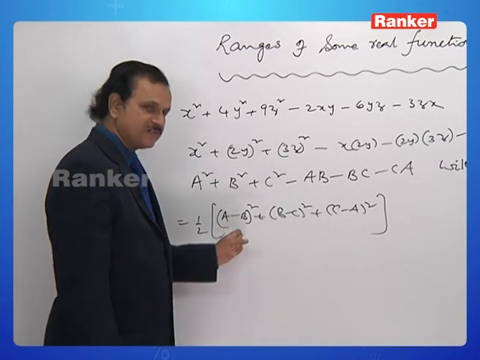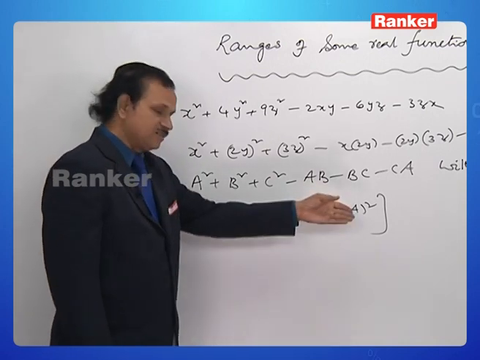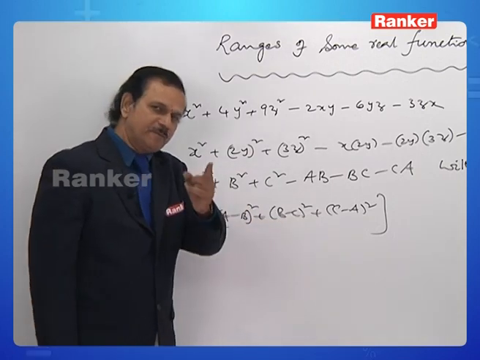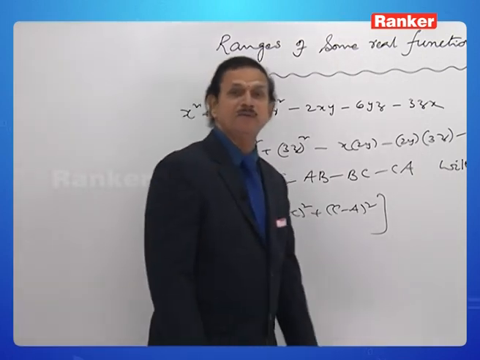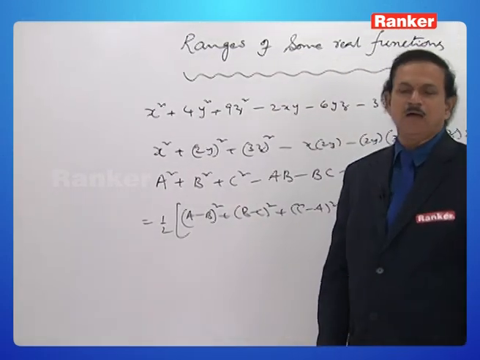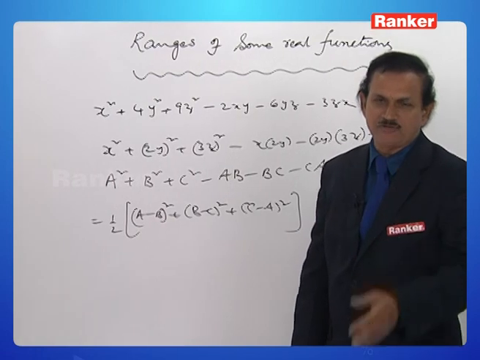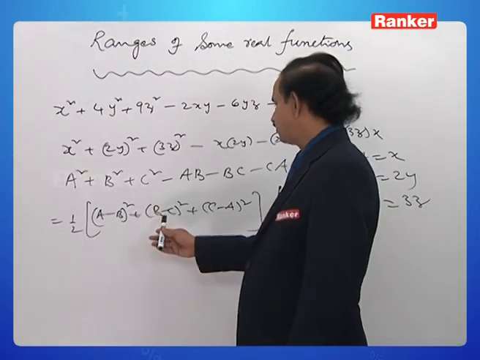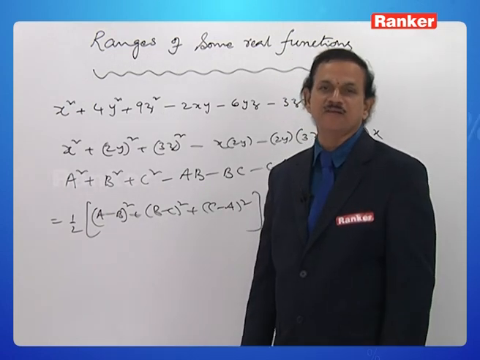This is a perfect square, this is a perfect square, this is a perfect square. So this expression can never be negative, as it is the sum of three perfect squares. At most it may become 0. When can it become 0? When a is equal to b is equal to c, then only it becomes 0.